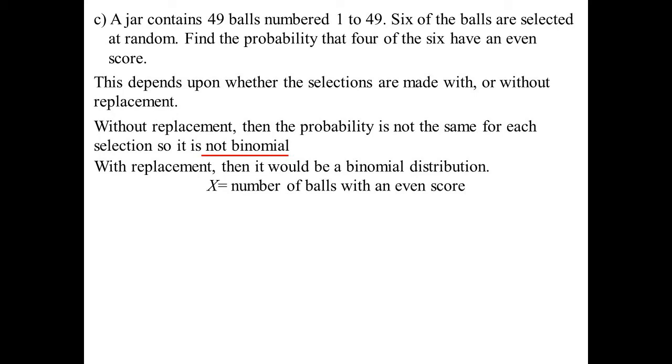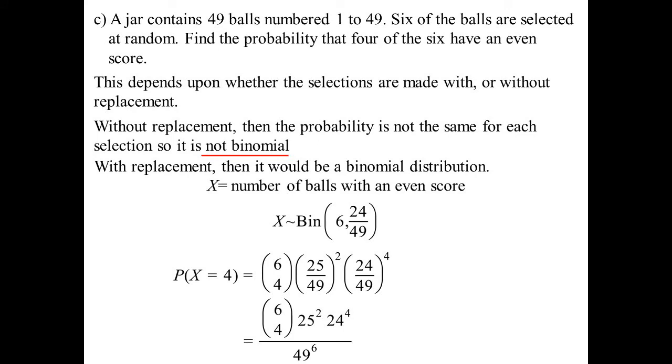So X, our random variable, would be the number of balls with an even score. That's the thing we're interested in looking at. We know how many times we're going to repeat the trial, and we know the probability. So the parameters here, X would be binomially distributed with 6, we're pulling 6 balls out, so we're going to repeat the trial 6 times. The probability of an even number, well, if we've got numbers 1 to 49, there's 24 even numbers there, so that's 24 out of 49. And we could work out then the probability that X equals 4, sub into our binomial probability formula. So the binomial coefficient, 6C4, probability of success, 24 over 49 to the power of 4, probability of failure to the power of 2. And there's a nice, well, unsimplified answer.